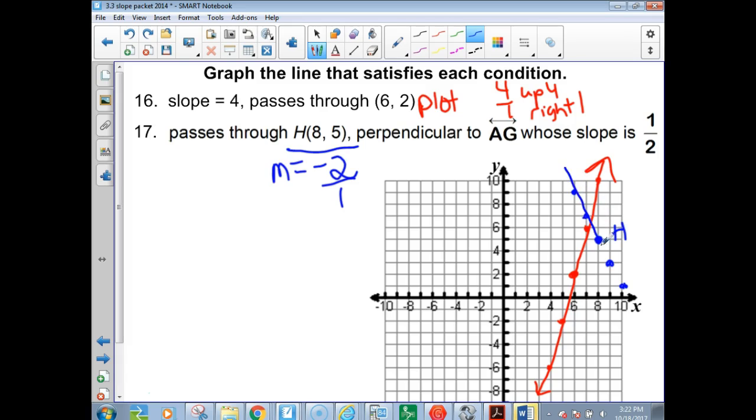So this is all they're telling me. They did not say it was going to be perpendicular to this line that we already have here. They said it would be perpendicular to some line called AG, who had a slope of 1/2. I don't know where AG is. That's all it's asking us to do. Graph the line.